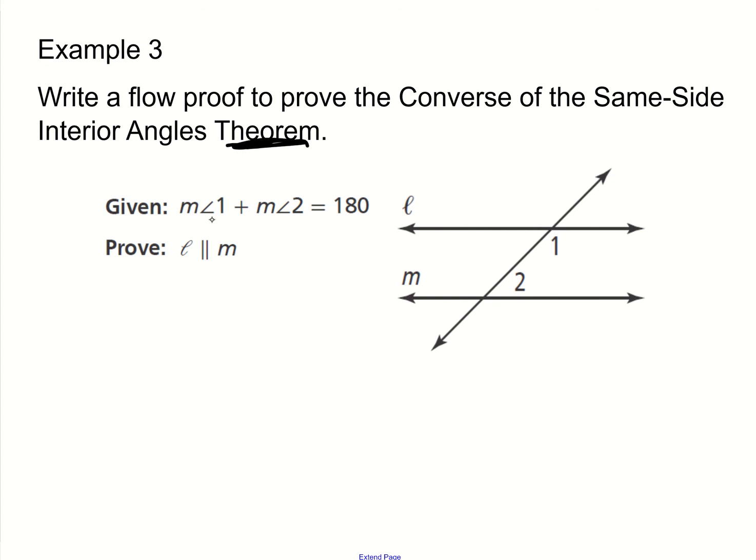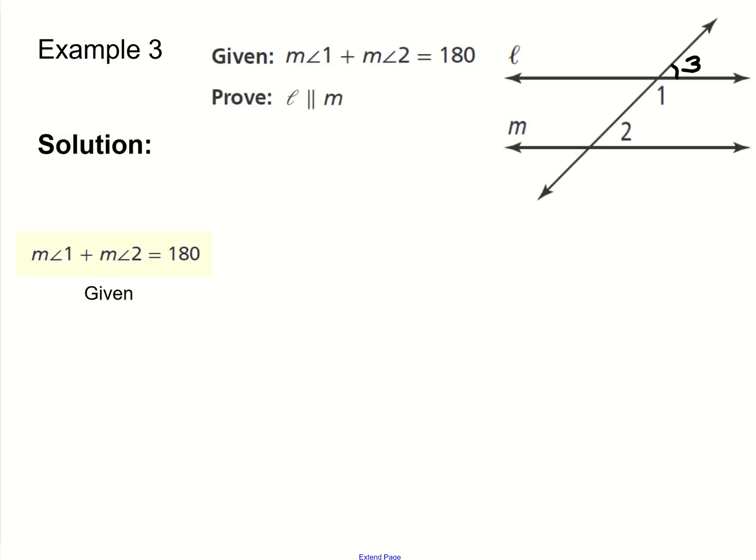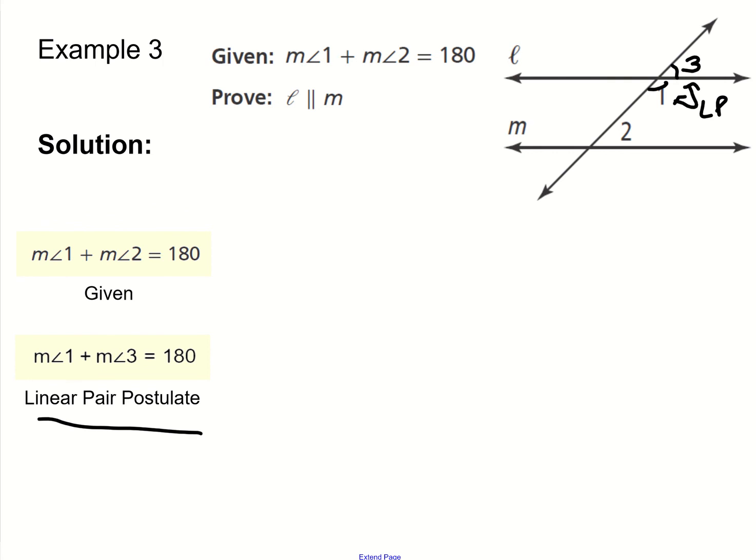So angle 1 plus angle 2 is 180. If these two add up to 180, then the lines are parallel. So let's prove it. We know that angle 1 and angle 2 is 180 because that's given. We also know that angle 1 and angle 3 add up to 180 because they're a linear pair. So these guys form a linear pair. So this is the linear pair postulate.